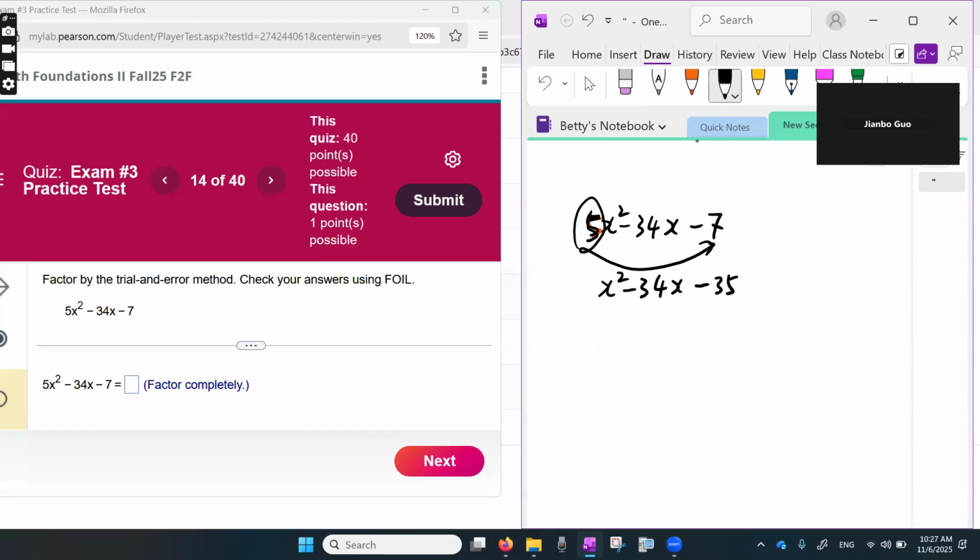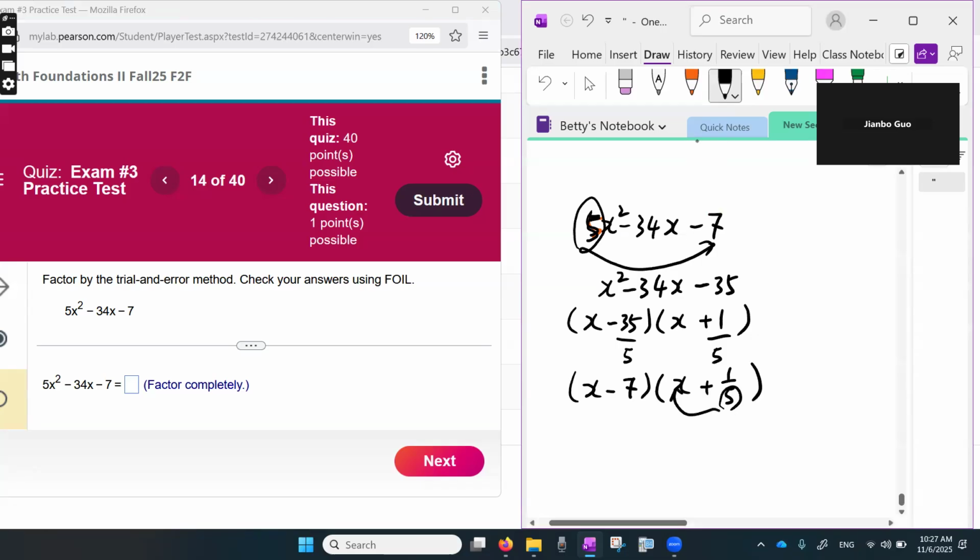5 times 7 is negative 35. Factor the two integers that multiply to negative 35 and add up to negative 34: negative 35 and plus 1. Negative 35 times 1 is negative 35. Negative 35 plus 1 is negative 34. Divide the two numbers by the leading coefficient 5. Simplify. 35 divided by 5 is 7. So negative 7. And here we have 1 over 5.